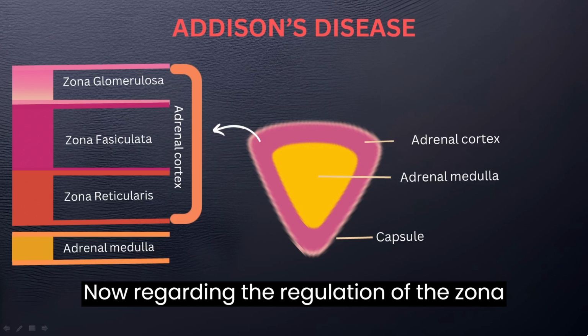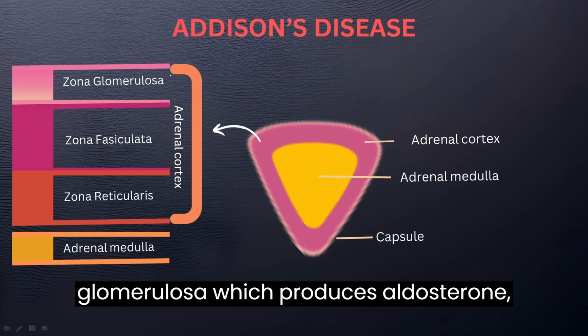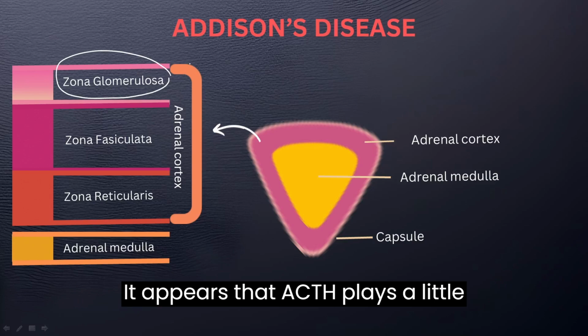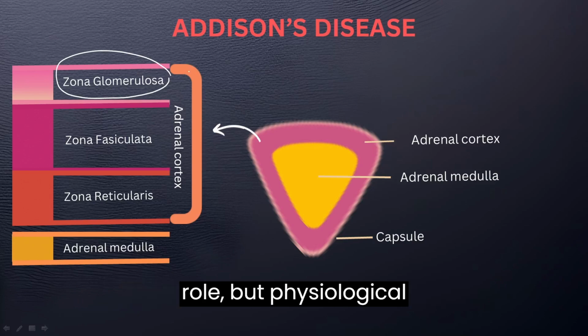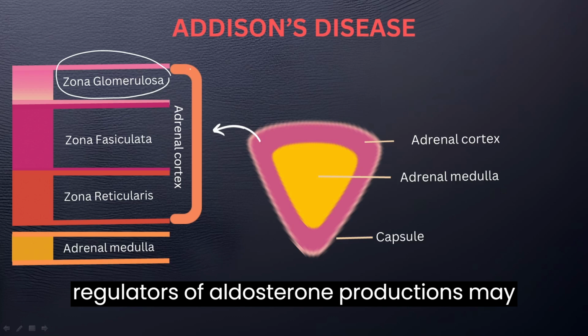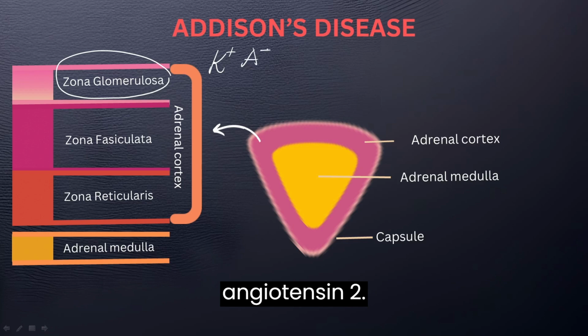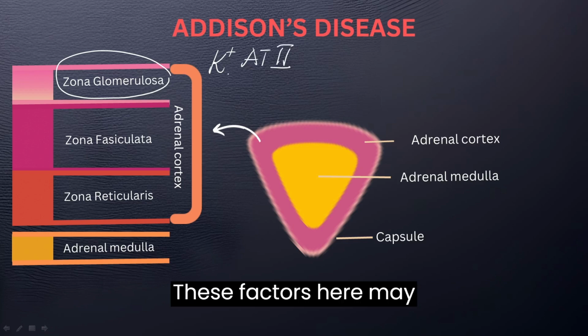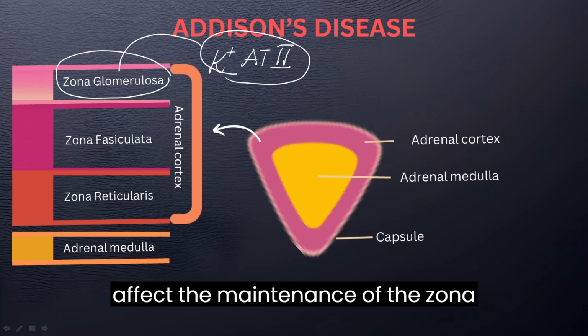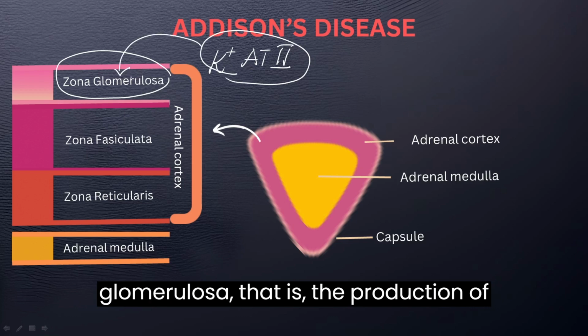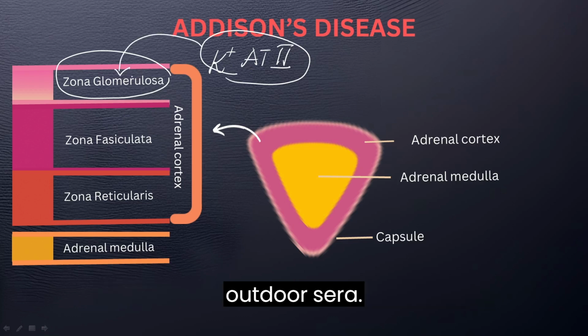Now, regarding the regulation of the zona glomerulosa, which produces aldosterone, it appears that ACTH plays a little role, but physiological regulators of aldosterone production may include potassium as well as angiotensin 2. These factors may affect the maintenance of the zona glomerulosa, that is, the production of aldosterone.